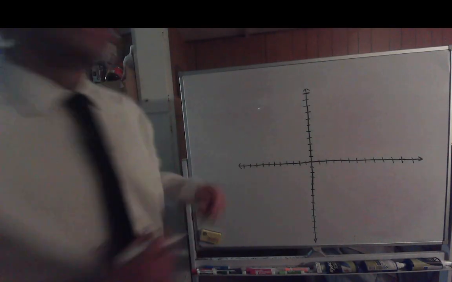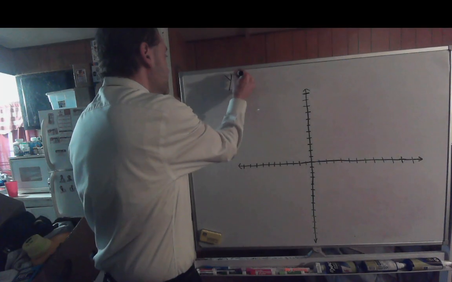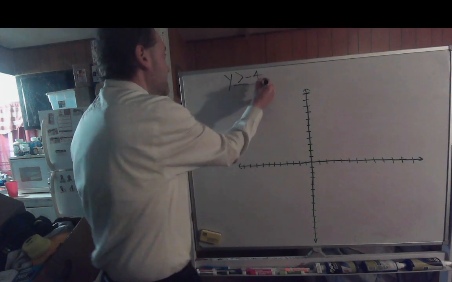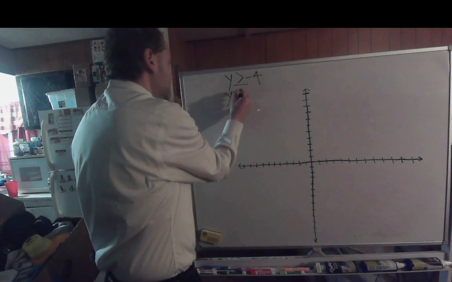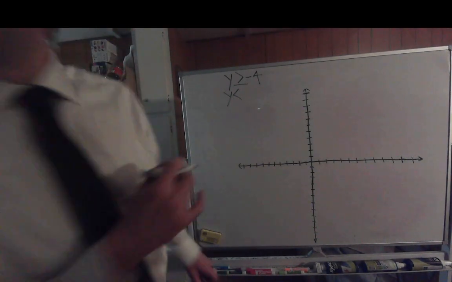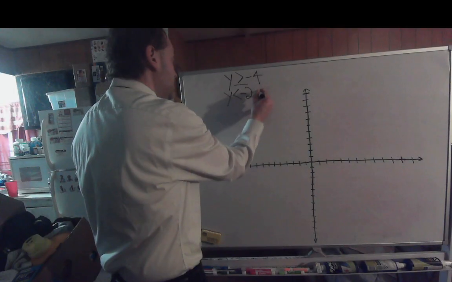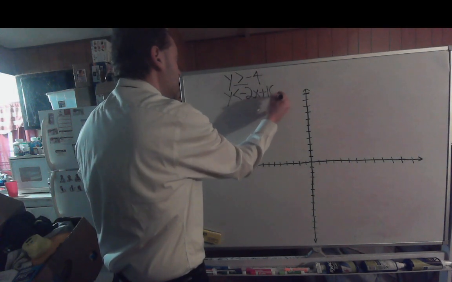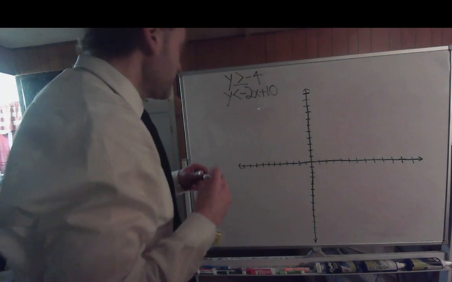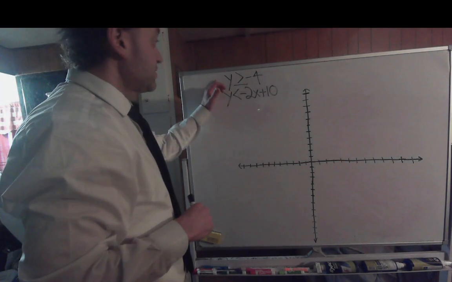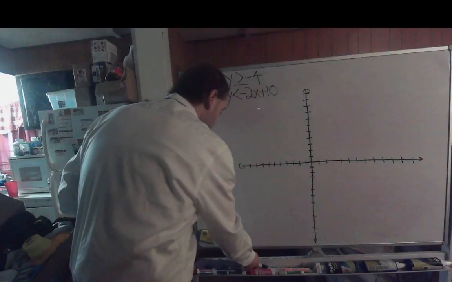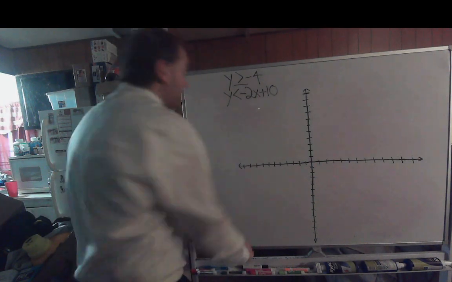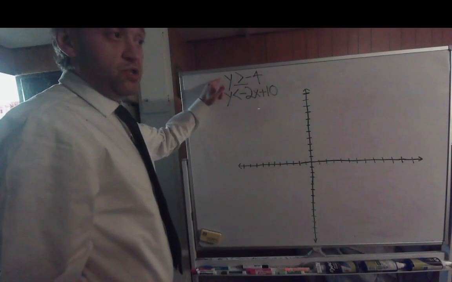What's the next system? y is greater than or equal to negative 4, y is less than negative 2x plus 10. All right, so we have y is greater than or equal to negative 4 and y is less than negative 2x plus 10. Well, first, why don't we graph the y is greater than or equal to negative 4?